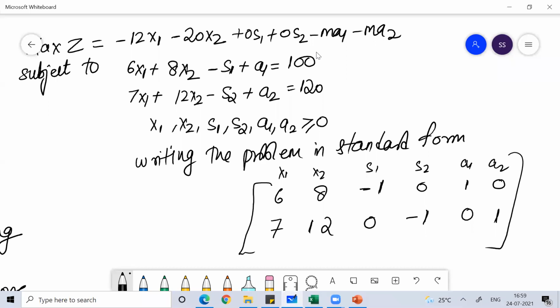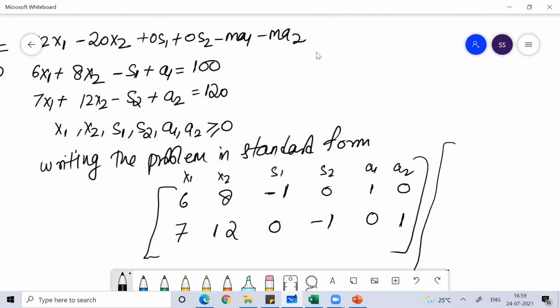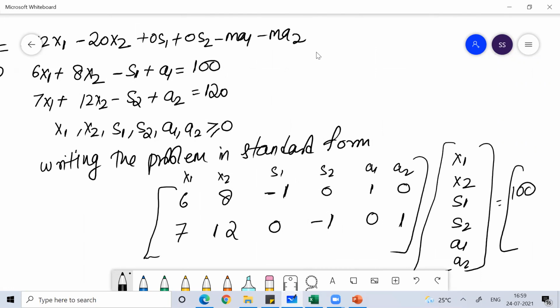This I'm writing in standard form. The same problem you can write in standard form. When you multiply this with x1, x2, s1, s2, e1, e2, it is equal to 100 and 120.